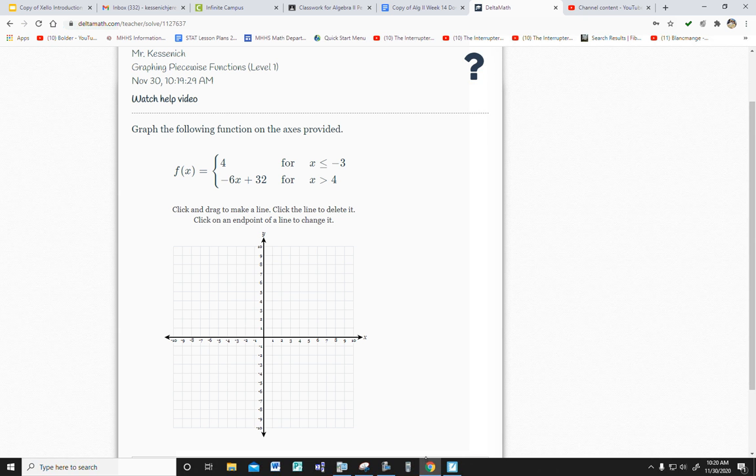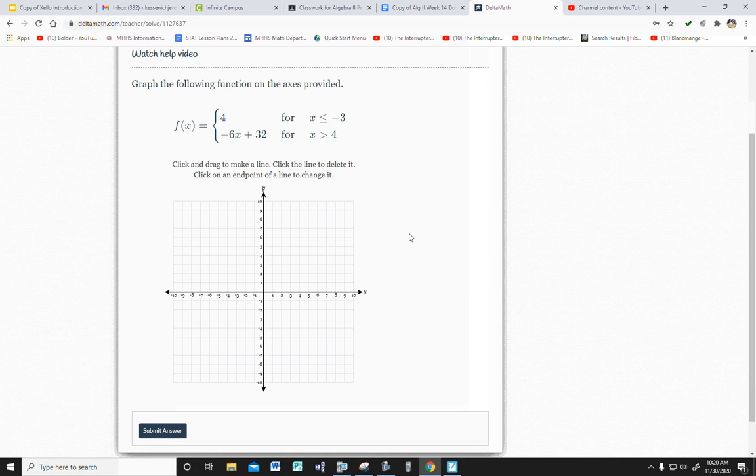It says graph f of x, y is equal to 4, so that's the horizontal line at 4, but you're only using values where x is less than or equal to negative 3. So it's a horizontal line only where x is less than or equal to negative 3.